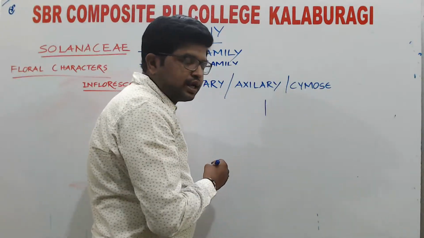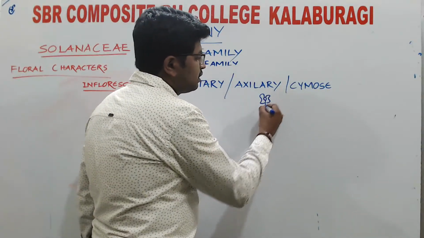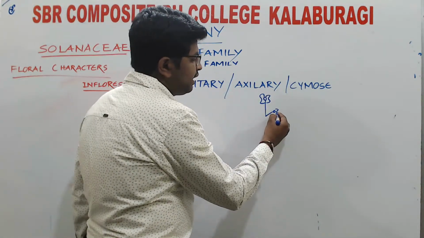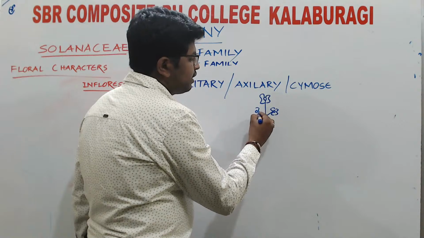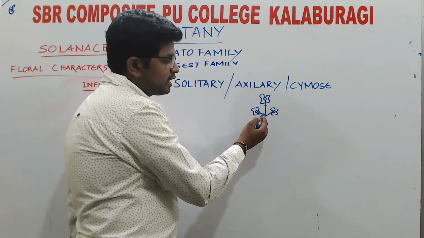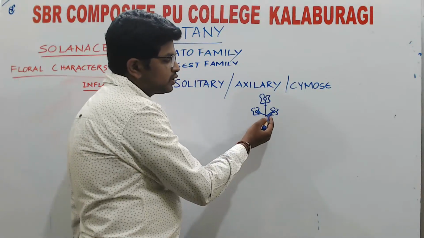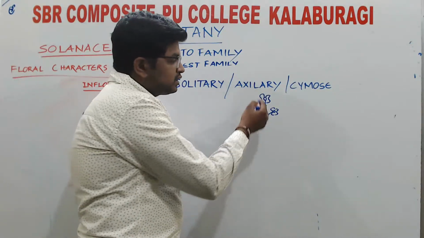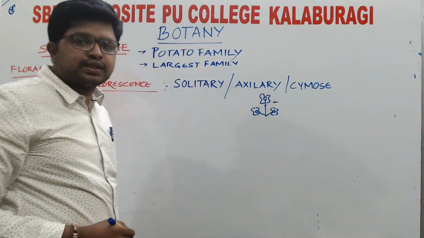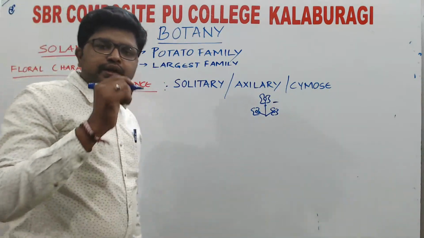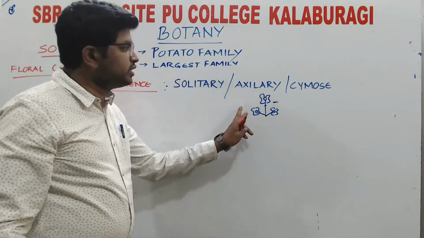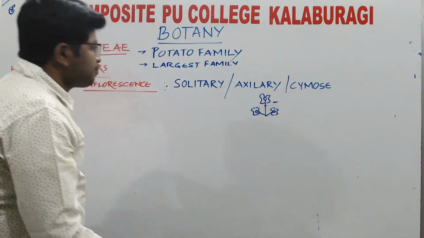If the main axis, the peduncle, terminates into a flower, and at the side you have young flowers, the main axis has terminated into a flower, whereas the lateral ones give rise to young flowers. Such type of inflorescence we call cymose inflorescence, which shows basipetal succession. You have to remember that. In the members of the Solanaceae family, the inflorescence is cymose. Remember that.